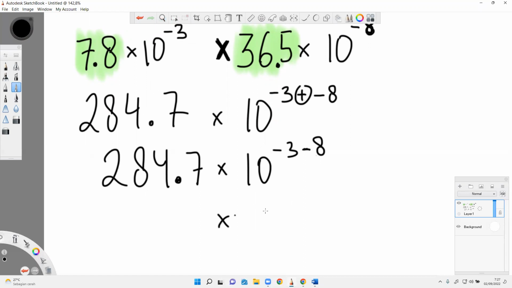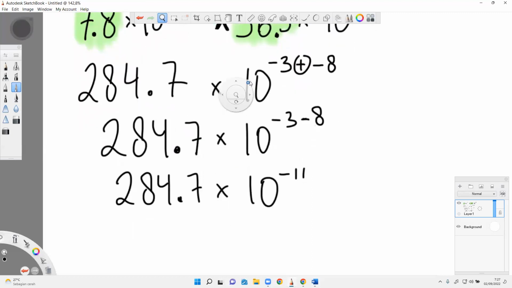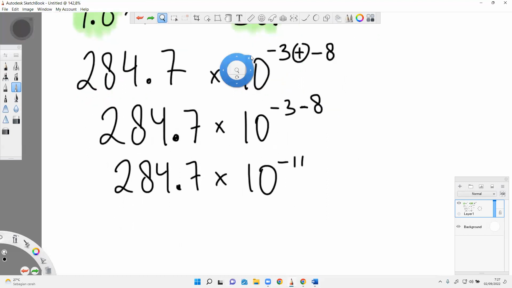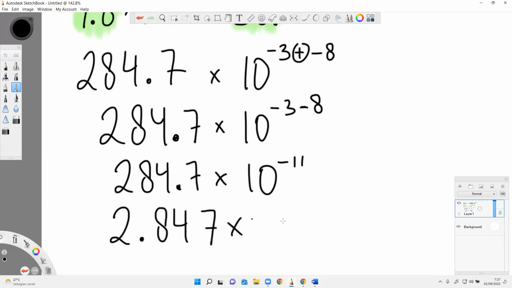Then again, it's a boring lesson, right? So I do it very, very slowly. But if you wish to skip from this step to this step, no problem. Or if you are already better than this, guys, negative 3, negative 8, straight to negative 11. No problem. But again, I am performing the slowest version. Why? Because you can understand this easily.